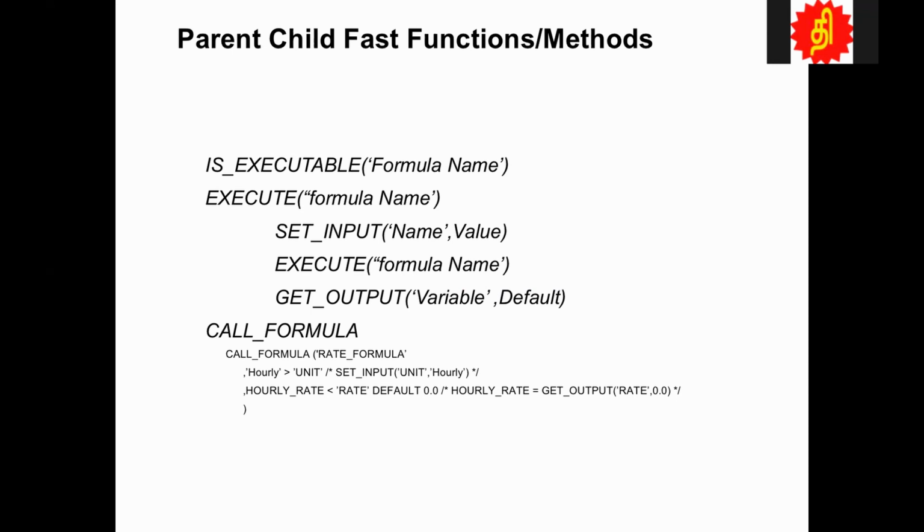So when you're setting an input, hourly is the input name or a context name, and the value is the value. In the third line, hourly rate is a variable. This is the variable returned by the called formula, which holds the value. This is as good as hourly rate equivalent to get output rate with the default value. The default value is here. This is how you can execute the formula.